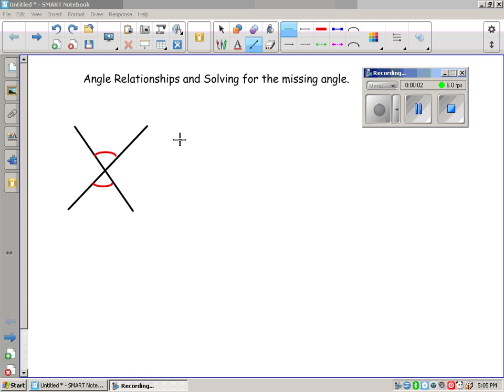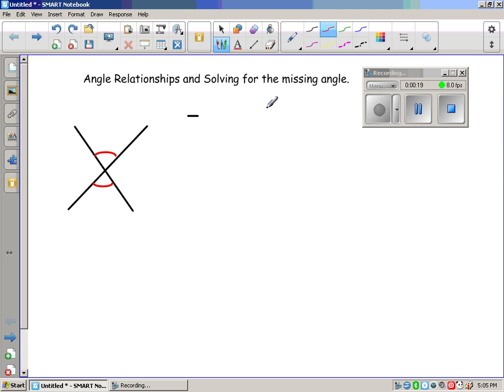Okay, so we're going to talk about vertical angles first, angle relationships, and solving for the missing angle. Vertical angles are directly opposite each other when two lines cross. They are congruent. So if you know one angle, you know the other one. So if this angle is 85 degrees, the angle directly opposite is 85 degrees.